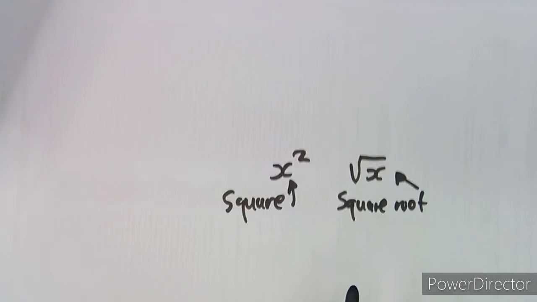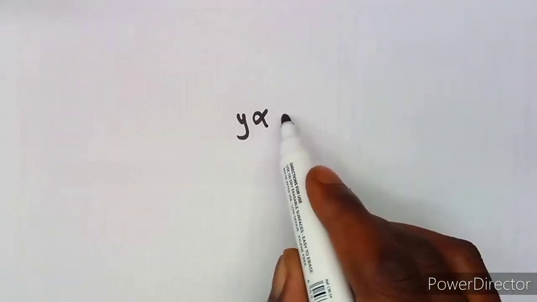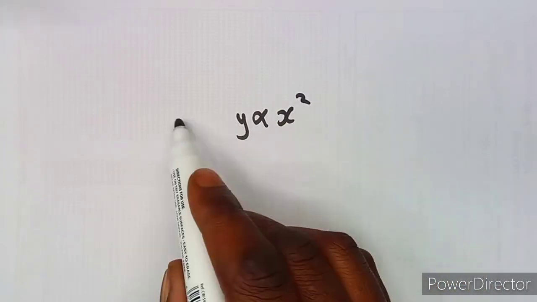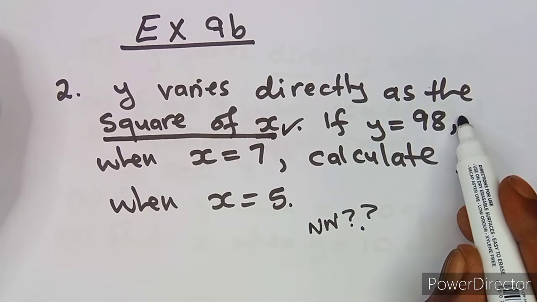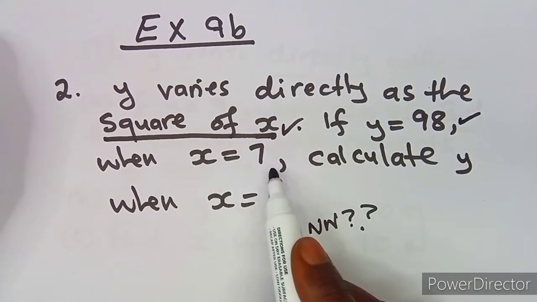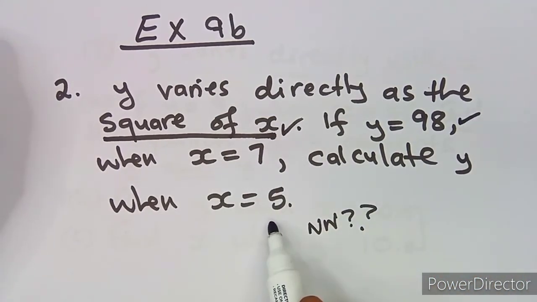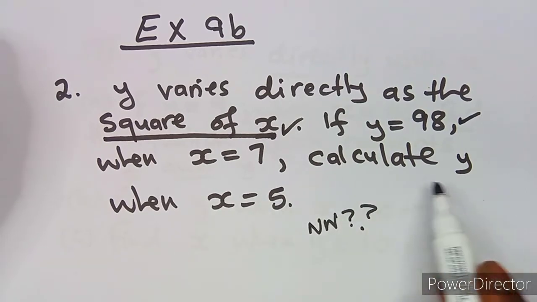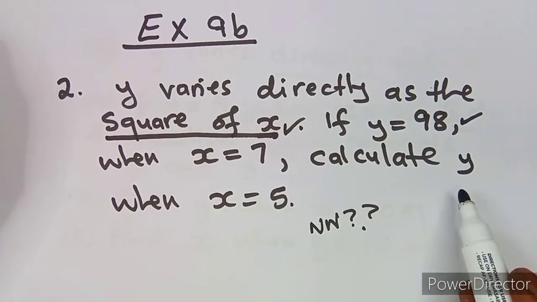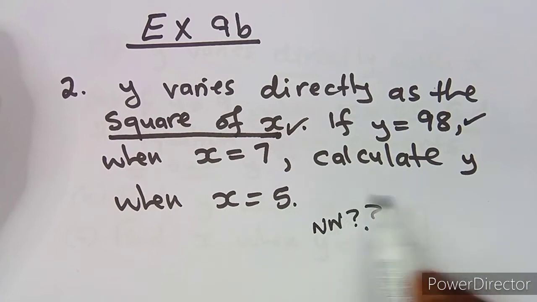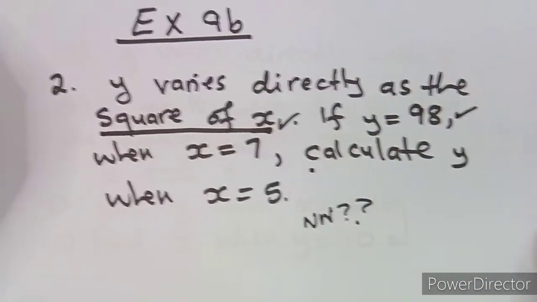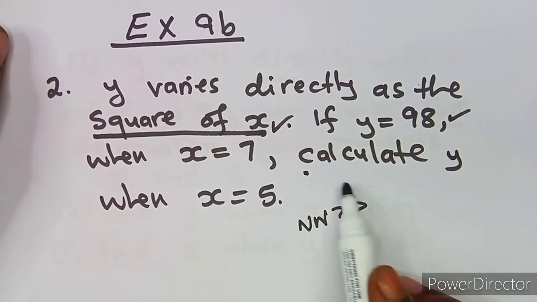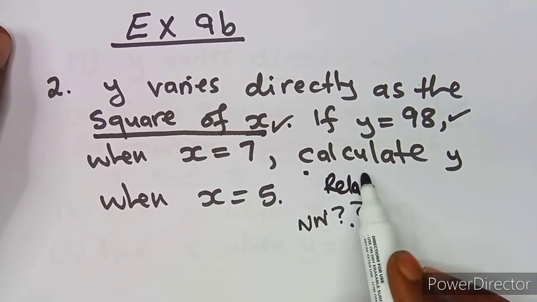So I'm going to write this as y varies directly as the square of x, like this. But here take note, we are just given the value of y, the value of x, then calculate y when x is equal to 5. So are you seeing that this question has actually skipped a lot of questions that we could have? The first part that we are expecting to have is the relationship.